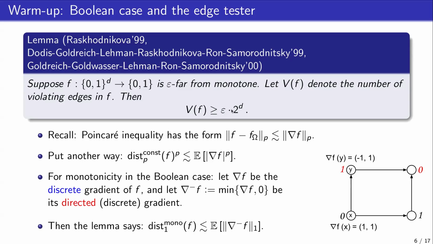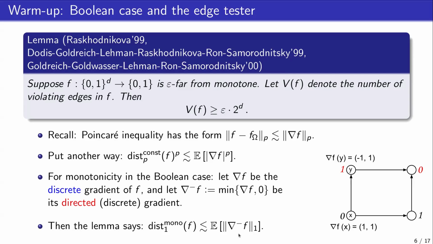And then if you take the inequality of the lemma and you just normalize by dividing by 2 to the d on both sides, you're left with epsilon, which is the distance to monotonicity on one side, and on the other side, the average degree of violating edges. And this is just a different way of saying this right-hand side quantity here, which is the expected L1 norm of this directed gradient. So this is the number of violating edges incident to a particular point. So it turns out that this lemma is indeed giving us a directed Poincaré inequality, because if you compare the Poincaré inequality here to the inequality here, I'm replacing distance to constant functions with distance to monotone functions, and I'm replacing gradient with directed gradient.